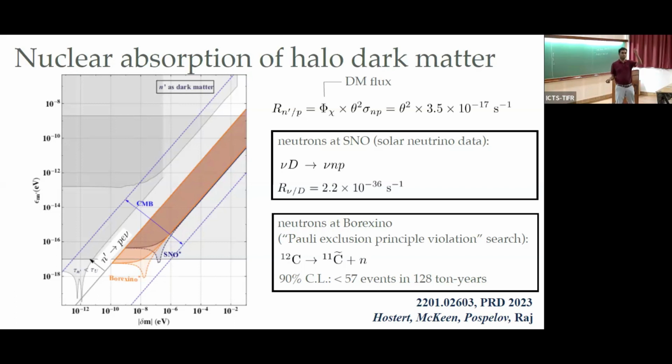Right? I just have to insert the mixing angle, and then it behaves like a neutron, right? If it's in the right mass range, right? So using that fact, one could set limits on the halo dark matter from nuclear absorption, especially in large volume detectors, which happen to be neutrino detectors.